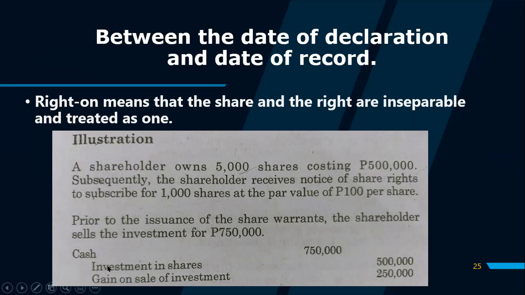So we have the cash. We'll debit cash, 150, the value of your sale. And then investment in share, 500, and gain on investment of 250,000.